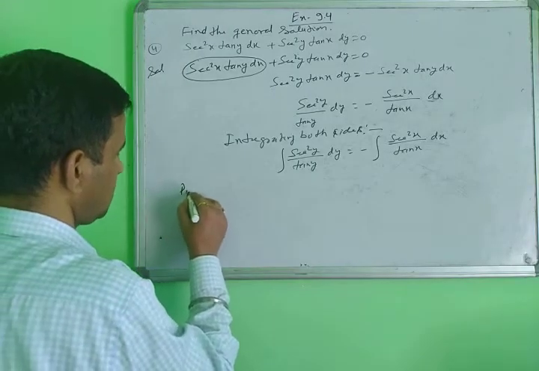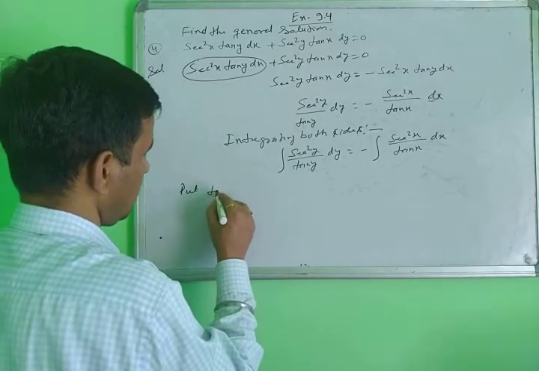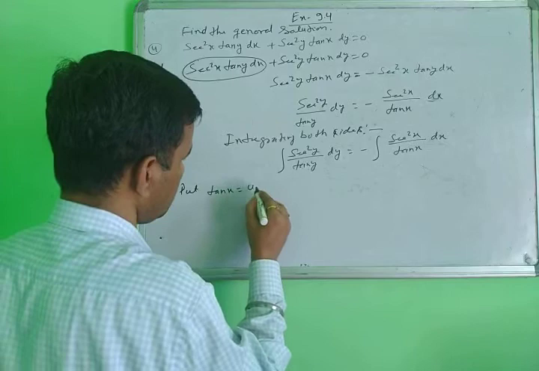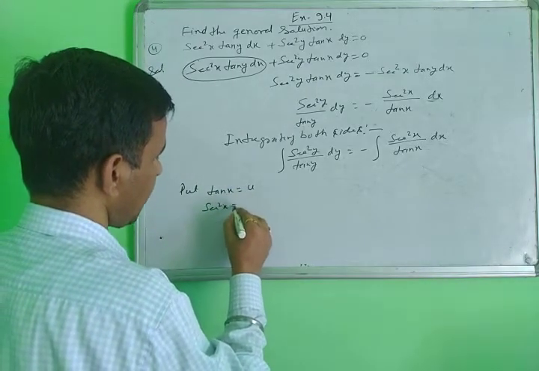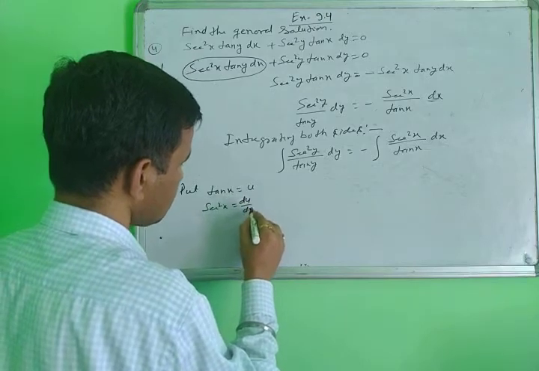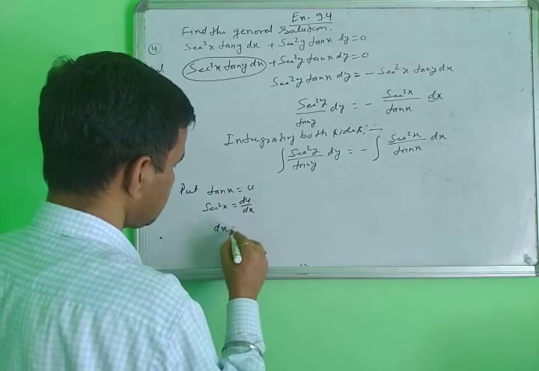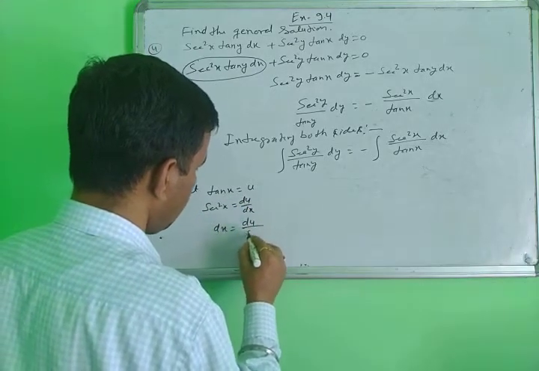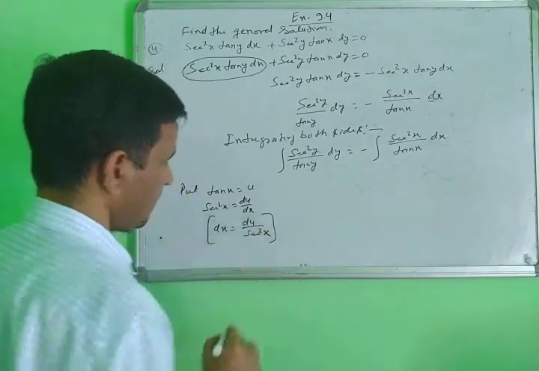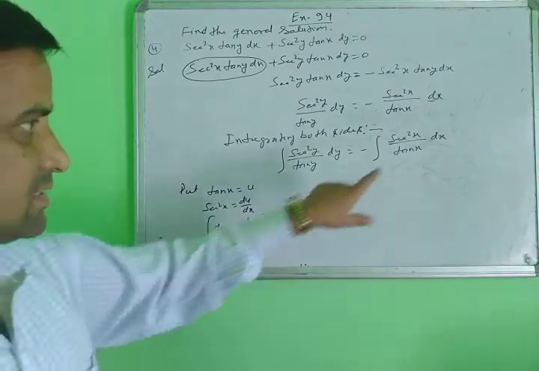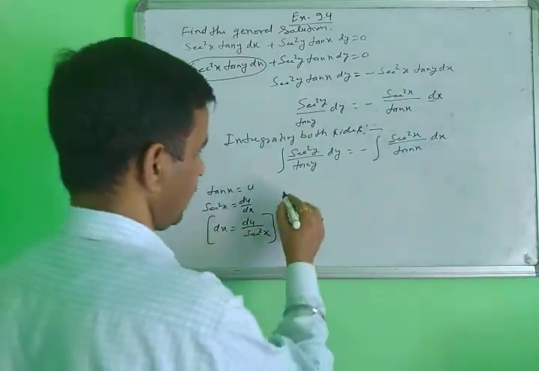Now put tan x equal to u. Differentiate: sec square x equals du over dx. Then what is the value of dx? dx equals du over sec square x. This is the value of dx.